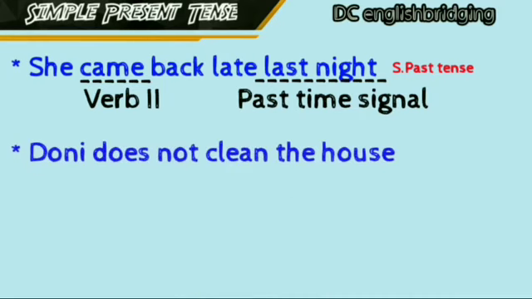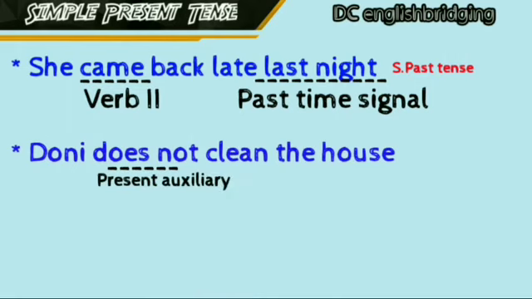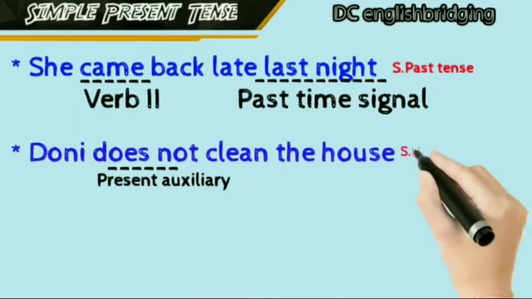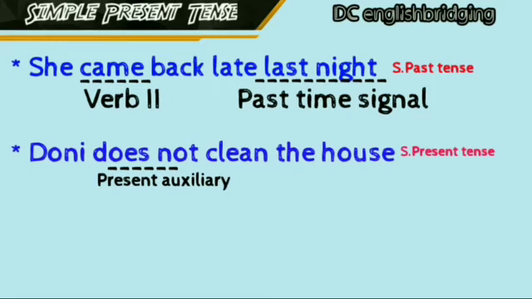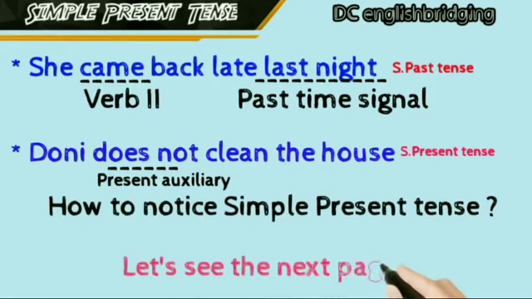And then, Donnie doesn't clean the house. We indicate the present auxiliary, does not. So it is simple present tense. How to notice simple present tense? Let's see the next page after we talk about this.